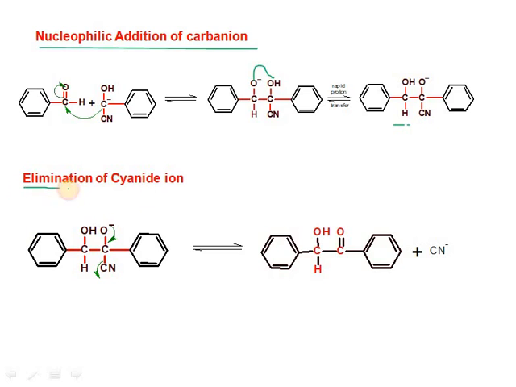Elimination of cyanide. Third step, elimination of cyanide. So how will you eliminate this cyanide? This negative charge on oxygen is reversed to form a carbon oxygen double bond and replace CN minus, and to form this alpha hydroxy ketone. This is the alpha carbon. So alpha hydroxy ketone. This is called the benzoin condensation reaction.